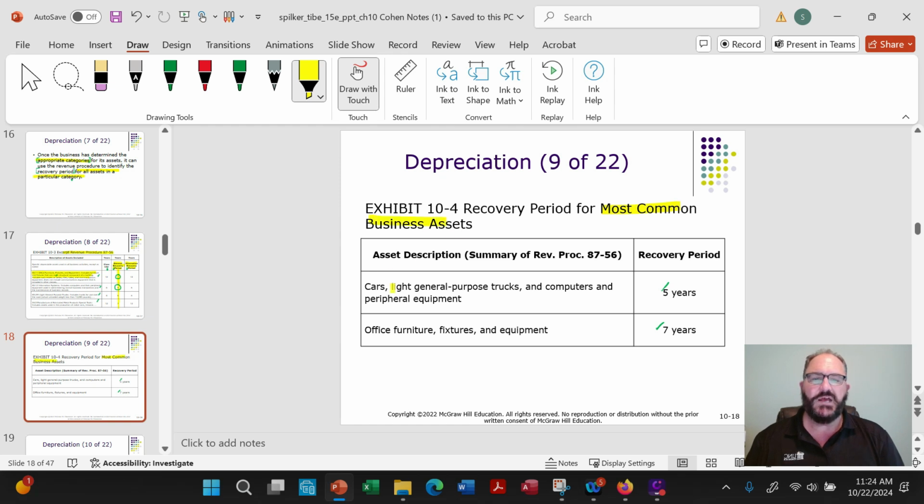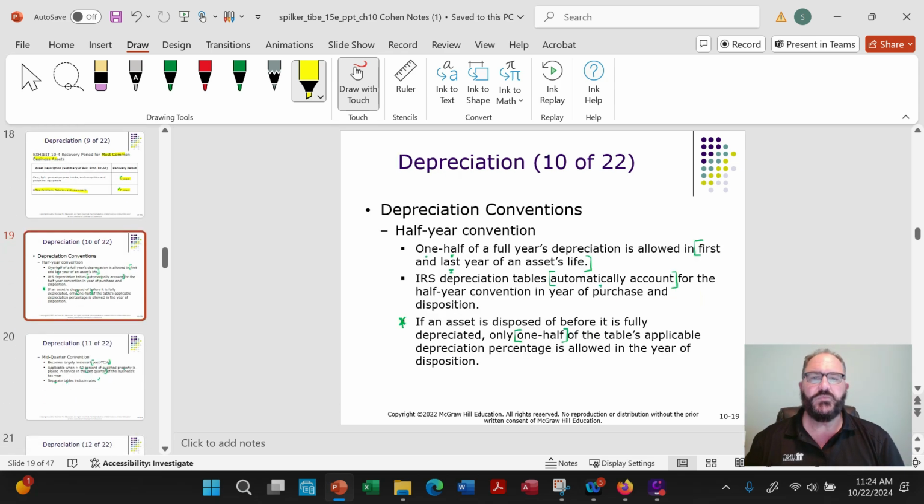Okay? And by the way, here's the most common business assets. 5 years for trucks, computers, and peripheral equipment; office furniture, stuff like that, 7 years. So basically, you take the item or that group of items and you find which one it fits into. Okay? All right, now in tax, they have what are called depreciation conventions. The typical convention, the general rule, is a half year. You take 1/2 of a full year's depreciation in the first year and the last year of an asset's life. Okay? So basically half and half.